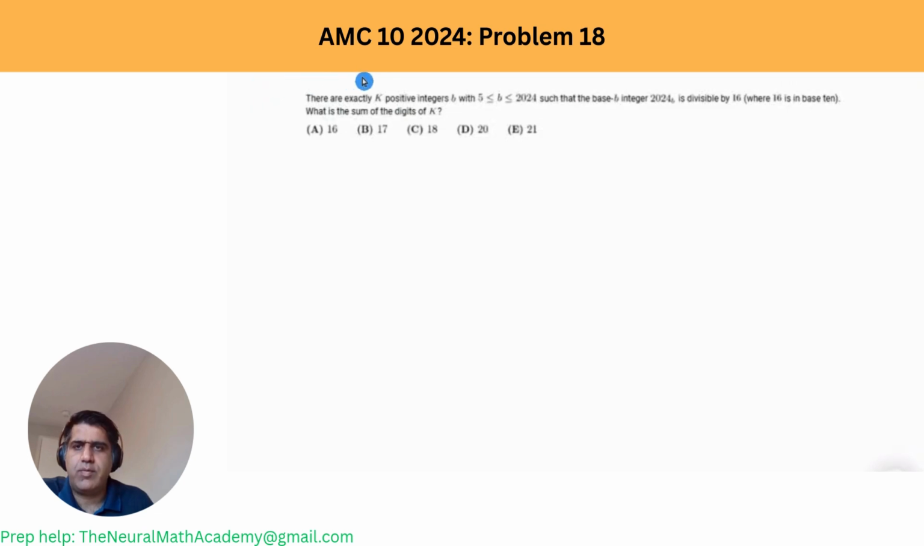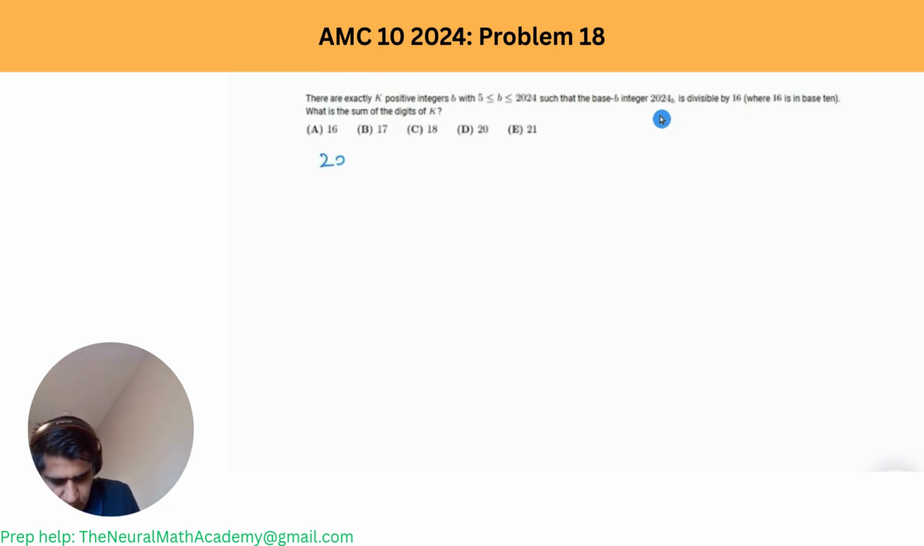So now let's look at problem 18, where we are given that there are exactly k positive integers b in this range such that the base b integer is divisible by 16. What is the sum of the digits of k? So we have to find the positive integers b, which are in number equal to k, and then we have to sum up the digits of k. If we see the number that we are given, it is given in base b. So we can write this number like this.